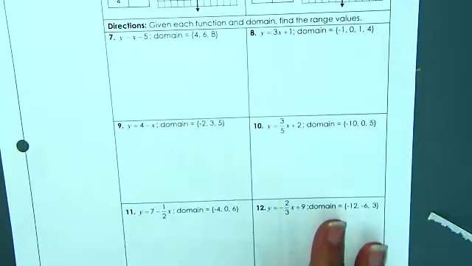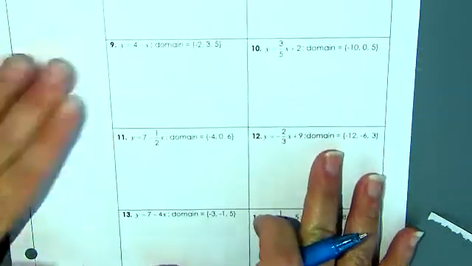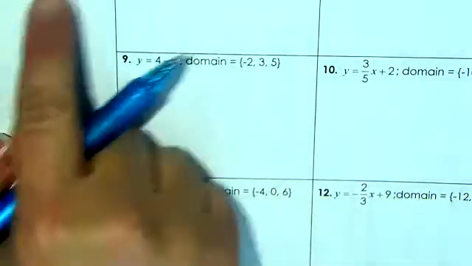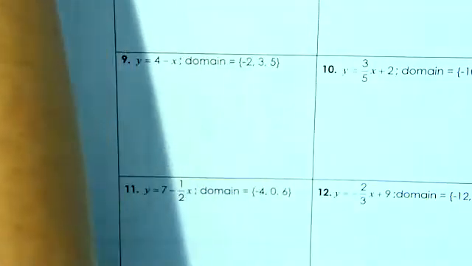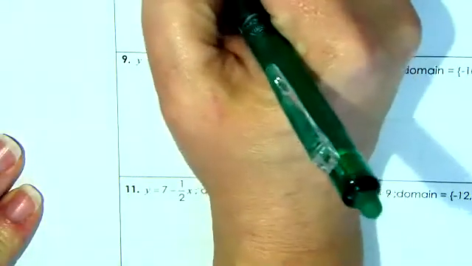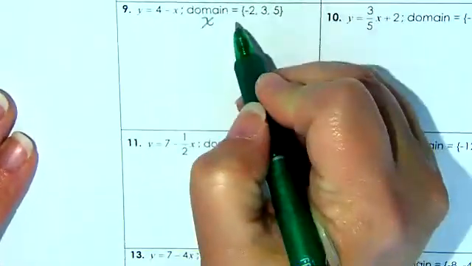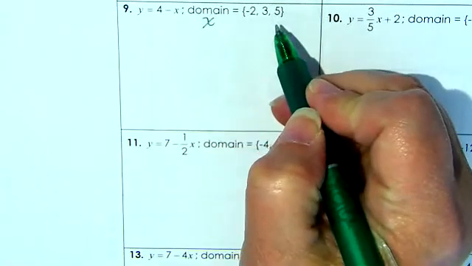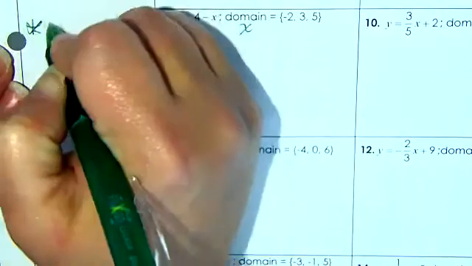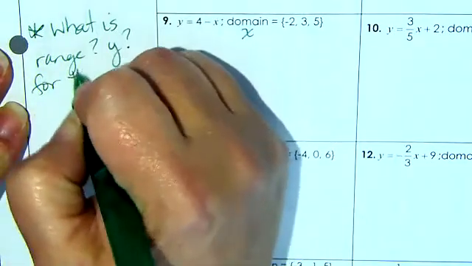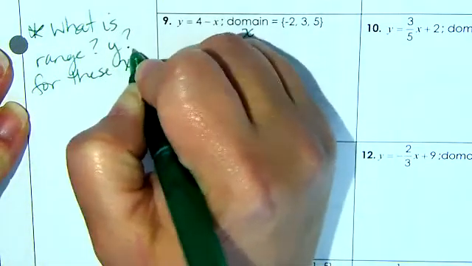Looking at number 9. Okay, this is just a little bit of a different view. But it's still, I'm given an equation and I'm given the domain. We've just got to remember that when it's saying domain, that's x. So this is x, when x equals these numbers, I want to know what is the y value. It is asking what is the range, or what are the y values for these x's?